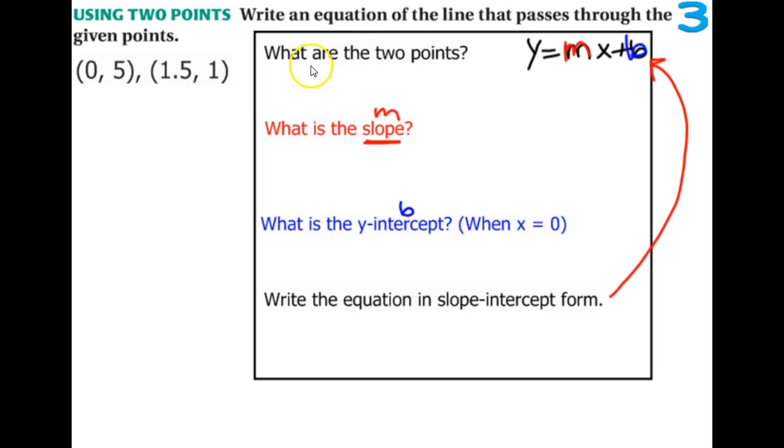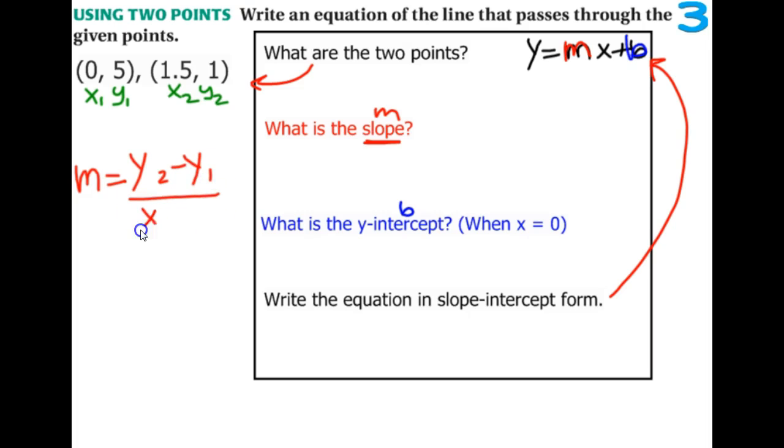So first it says, what are the 2 points? They're right there. So I'm not going to rewrite them. These 2 points are x, y, that's my first point. X, y, that's my second point. And now I can use that to find my slope. This is our slope formula that we have learned already. All we're going to do is plug in the numbers to solve it.